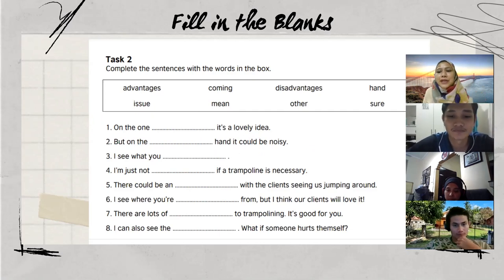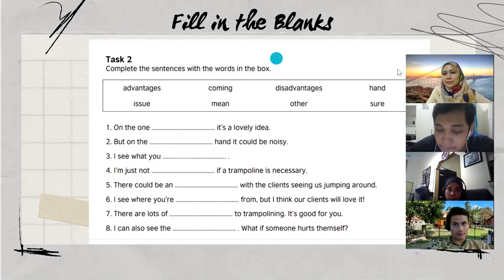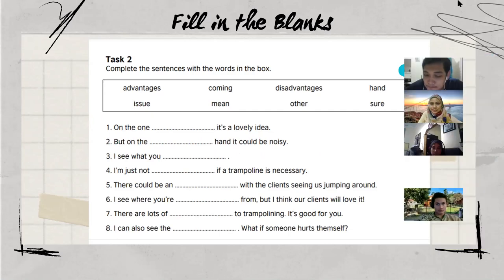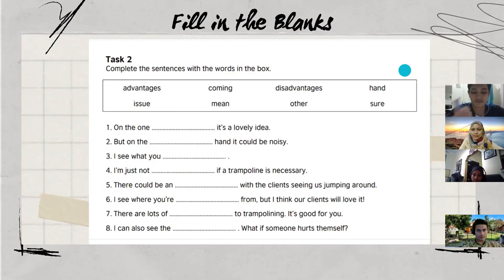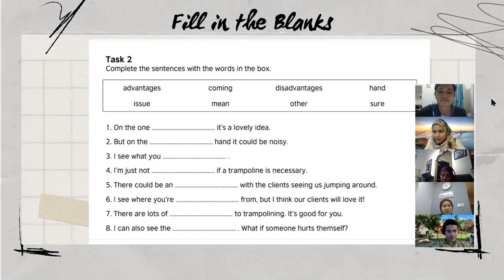Right. What about number three? Can I listen to Haja? Haja, you around? Haja, are you here? Number three. Haja. Can Haja listen to me or not? Can Haja hear me or not? No? Khairul, what about you? Khairul, what do you think about number three?